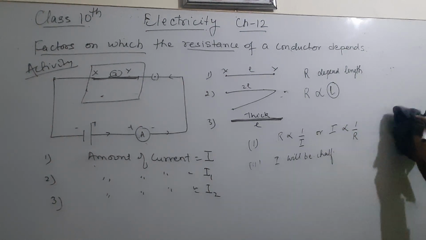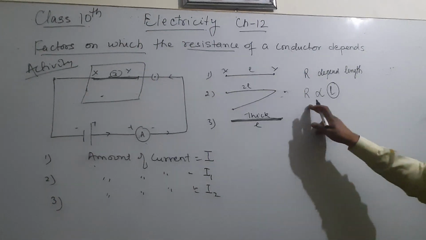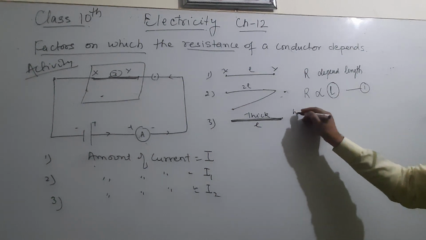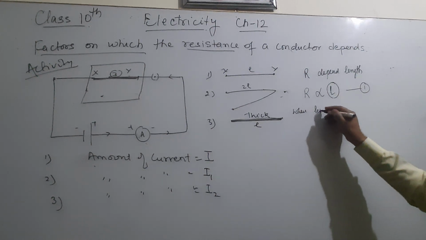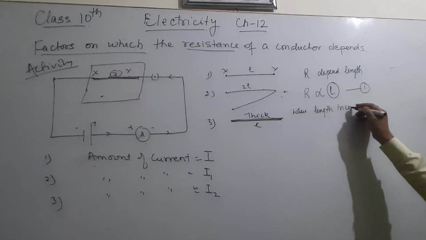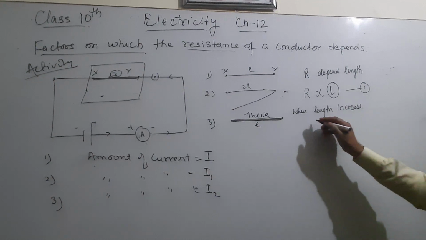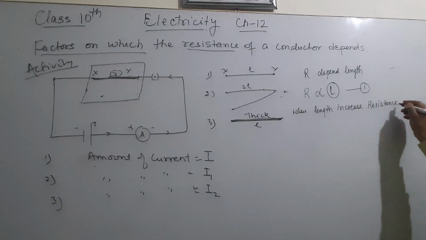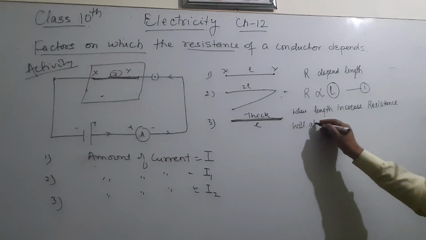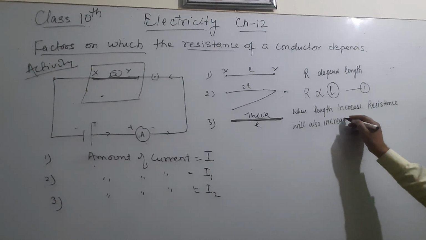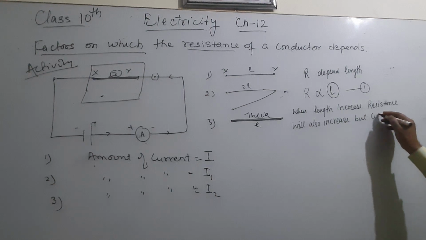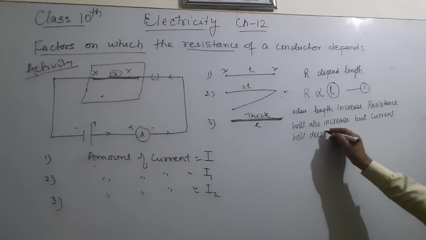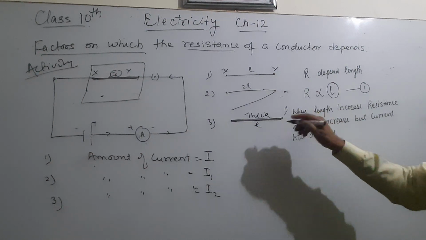This is the first condition. It means the resistance is directly proportional to L. When length increases, resistance will also increase, but current will decrease. This is the first condition.